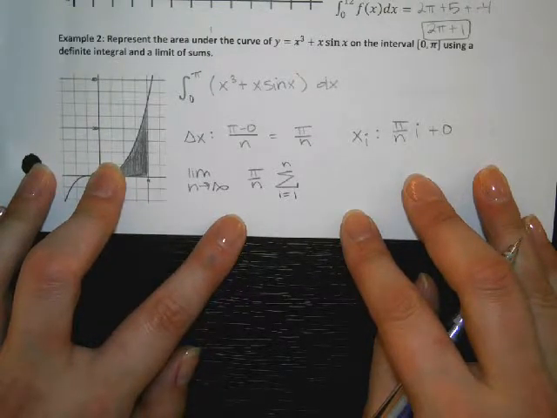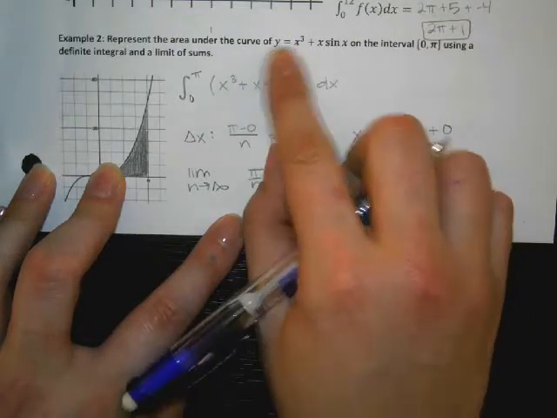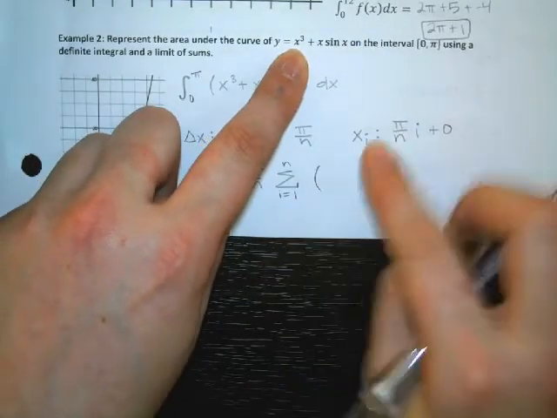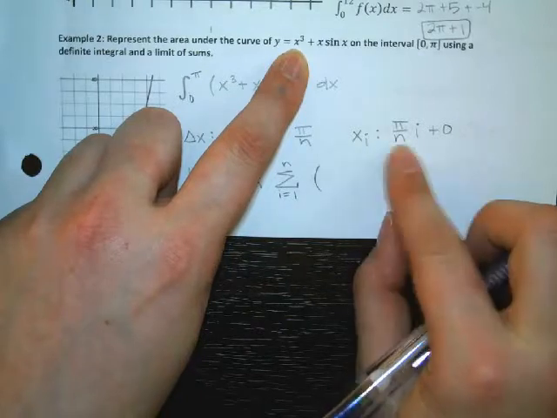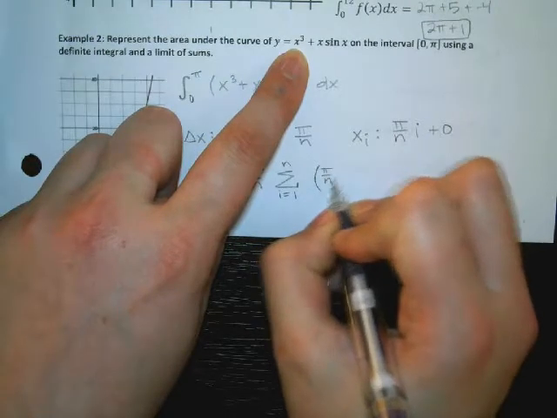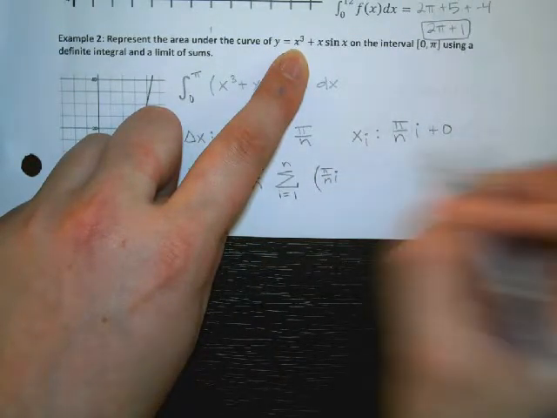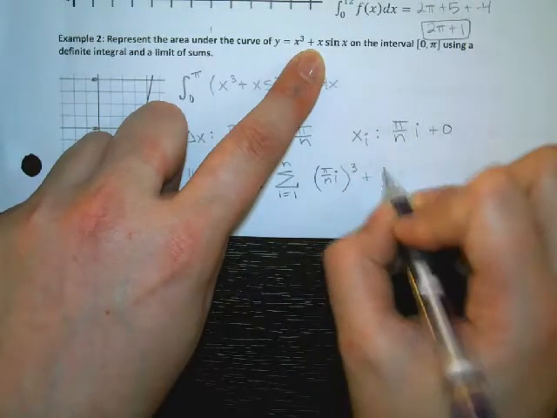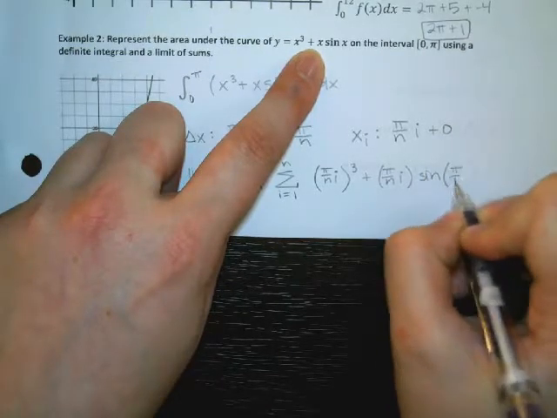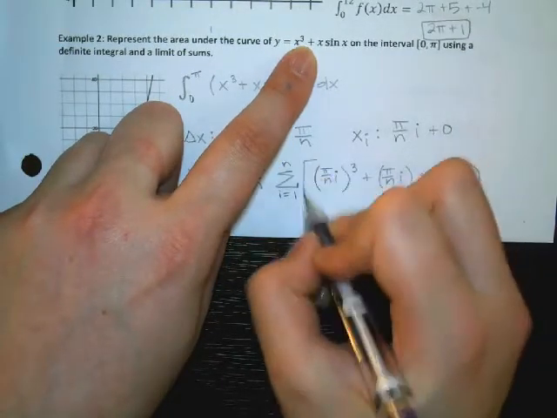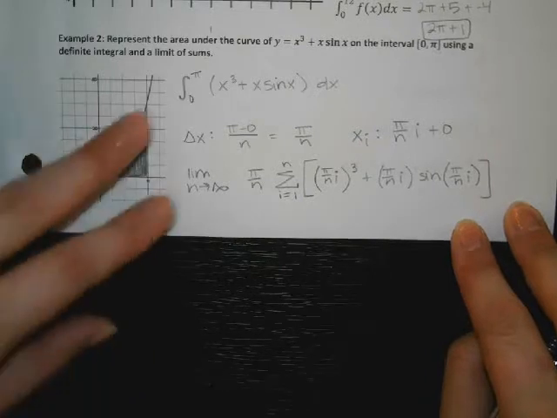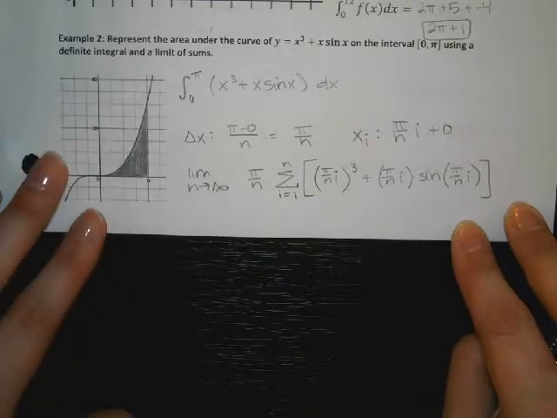And it's f of x sub i. We know that f of x is x to the third plus x sine x. So f of x sub i, if I was to take this and plug it into the function, I would get pi over n i plus 0. Do you guys want to write the plus 0 or leave it off? No. Leave it off? So x to the third plus x times sine of x. I'm going to put brackets around that so I know that that's the whole thing that we're doing the summation of. So these are two different sets of notation that are telling us the exact same thing.